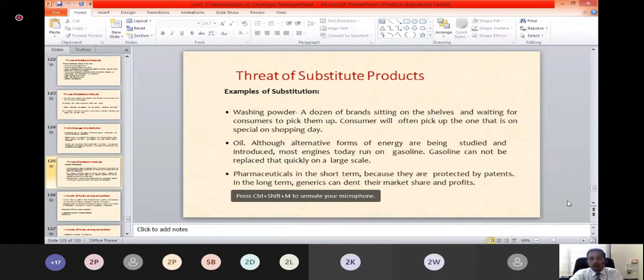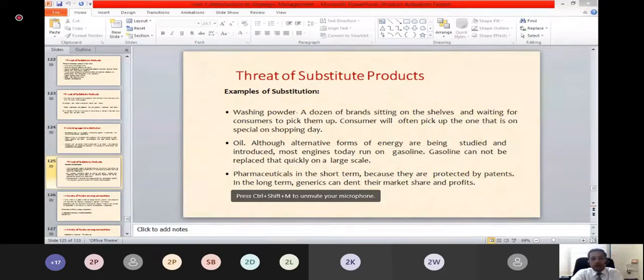Then these products can be protected from substitution. As examples of substitution, you can take washing powder, wherein the threat of substitution is very high because most of those brands are very similar in nature. There is not much difference. Therefore, you will see there are dozens of brands sitting on the shelves waiting for customers to pick up. The consumer will often pick up the one that is on special on shopping day.